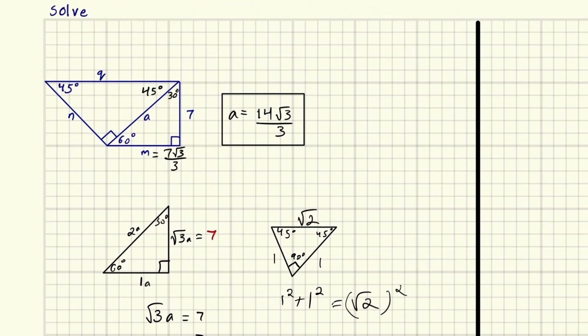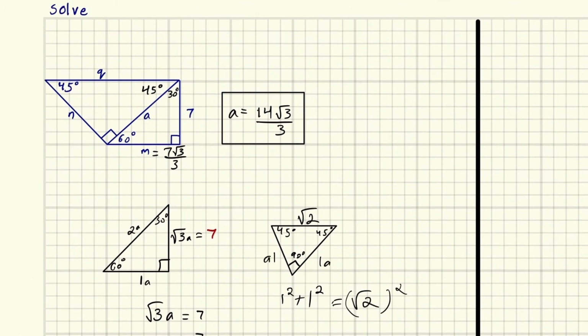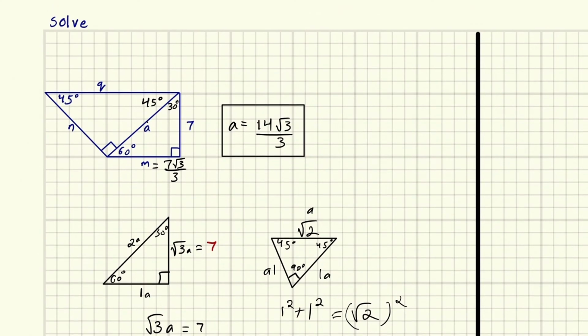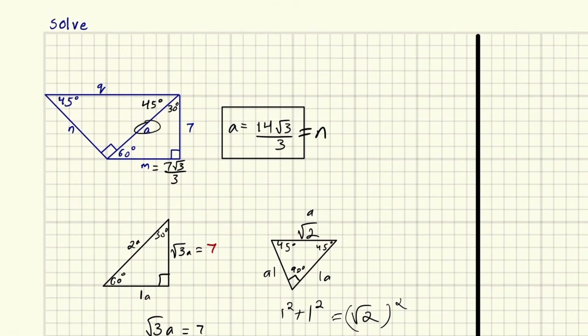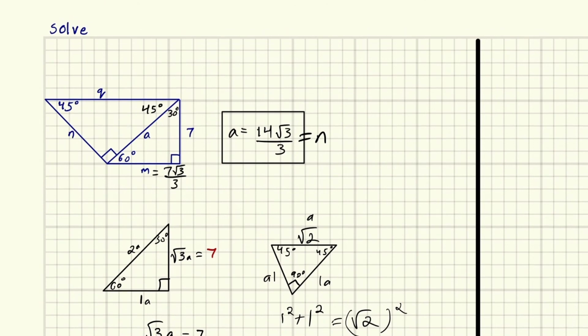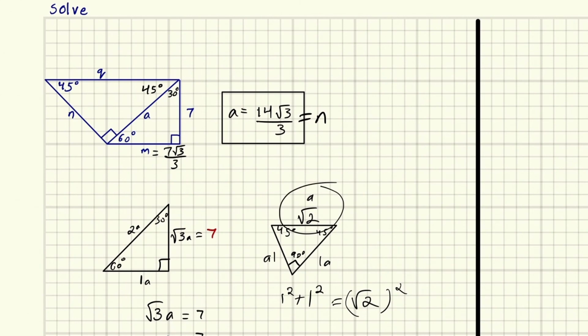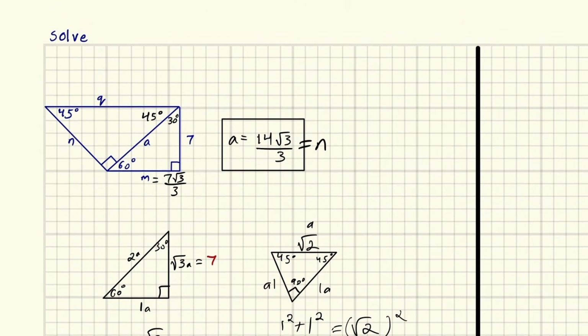So knowing this side, again, if we apply the a, well, we already know this has to be the same as this. So this is not only a, this is also equal to n, because this side has to be the same because they're 45-45. And the sides, when the angles match, are going to be equal. So to find q, all we got to do is use the same thing down here. So we have rad 2 times whatever a is.